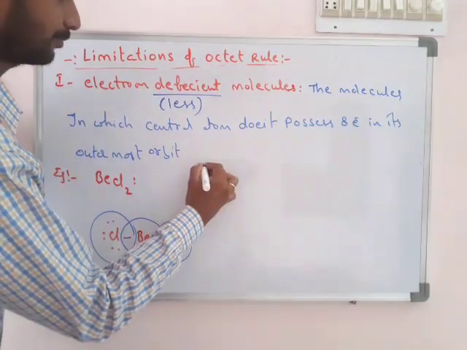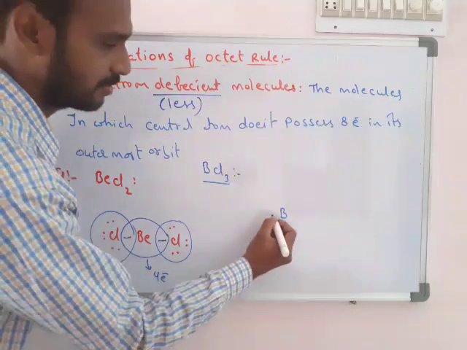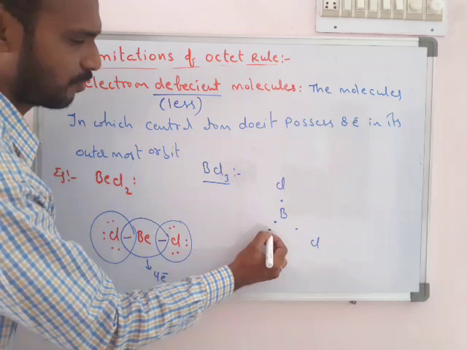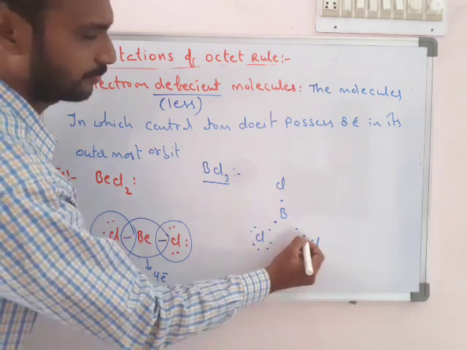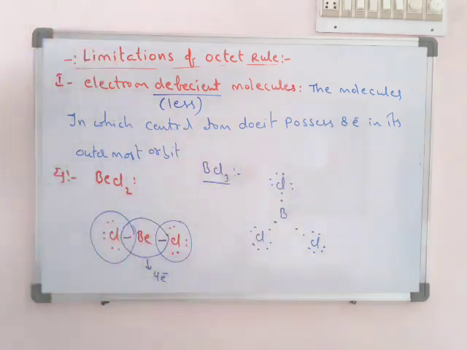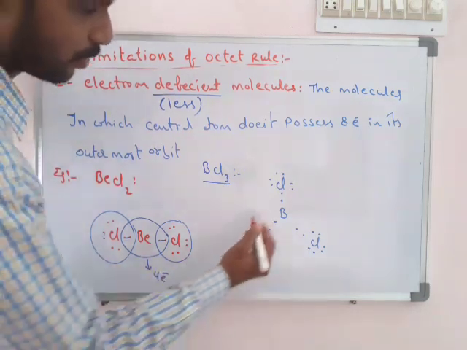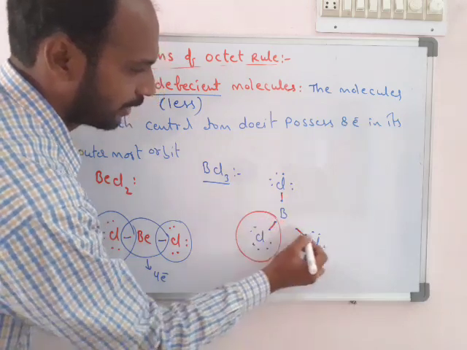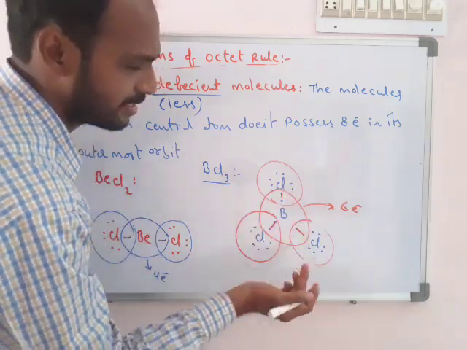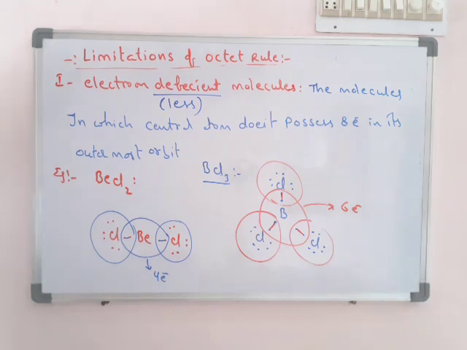See another example, boron trichloride. So boron has how many valence electrons? It is 13th group, having 3 electrons. Okay, so generally we need to write octet, just like the Lewis structure. 1, 2, 3, 4, 5, 6, 7. Okay, here also the chlorines get octet configuration, but what about boron? This is octet, this is octet, this is octet, but the boron has only 6 electrons around it. 3 bonds means 6 electrons. No lone pair is also there, means it is also having less electrons than 8. Okay, so this is called a deviation.